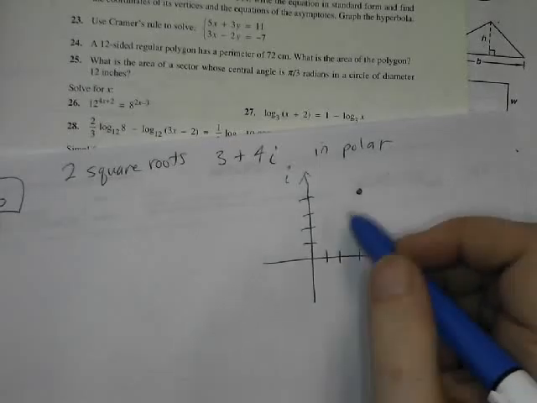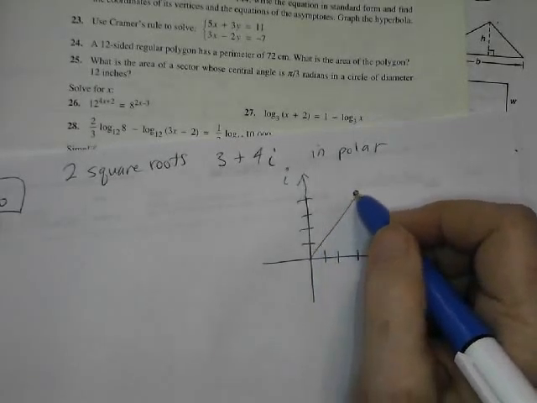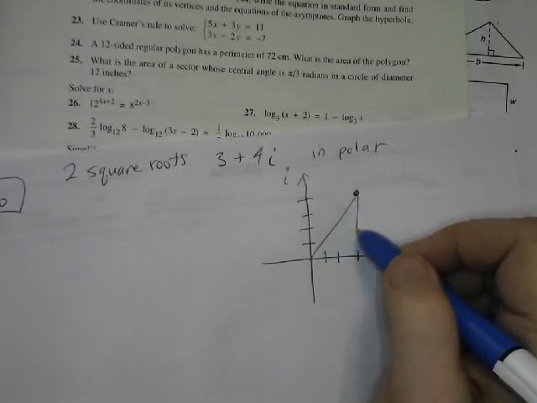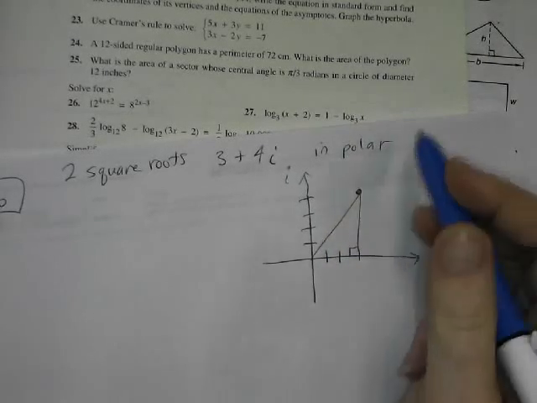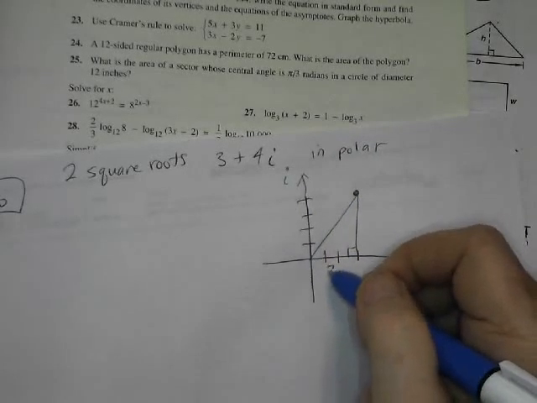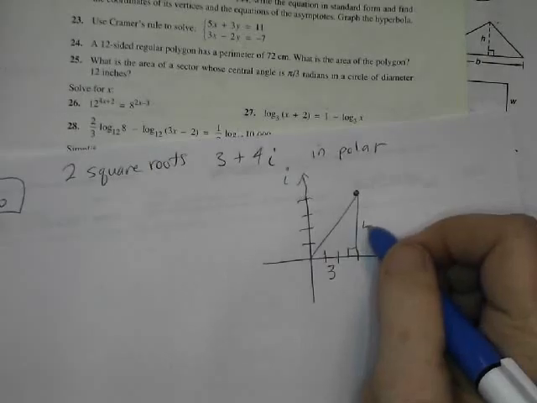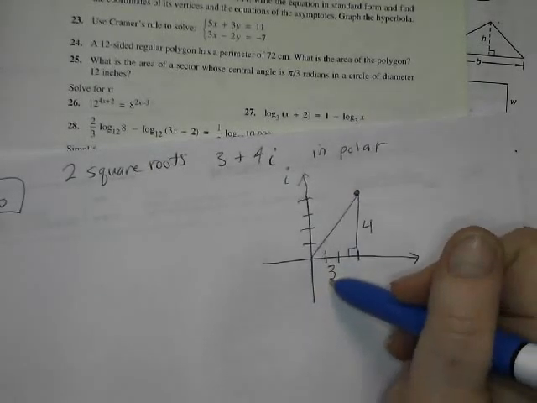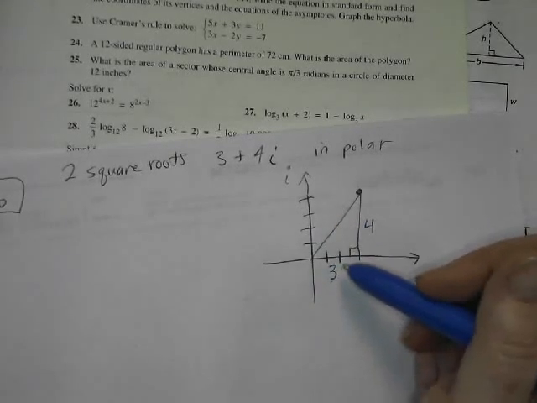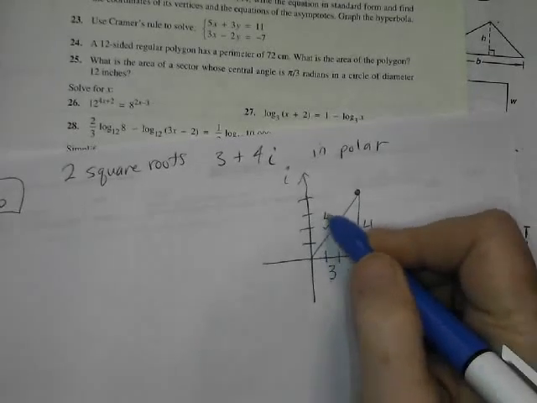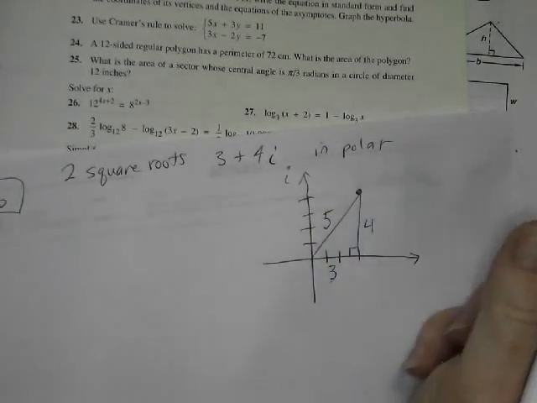So to express this in polar, I draw a triangle. And this is the hypotenuse. So I know that I can use Pythagorean theorem. This side of the triangle is 3 and this side's 4. I don't even really need to use Pythagorean theorem because I recognize this as a 3, 4, 5 Pythagorean triple. So you can work out the Pythagorean theorem. You will find that this hypotenuse is 5.